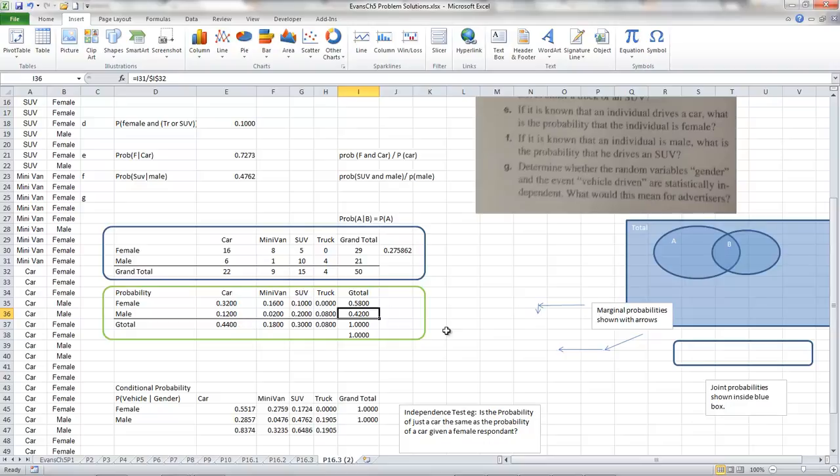Okay? And basically what we want to say is, in the overall general population, is ownership of a car influenced by whether we're dealing with a female or a male? Okay?